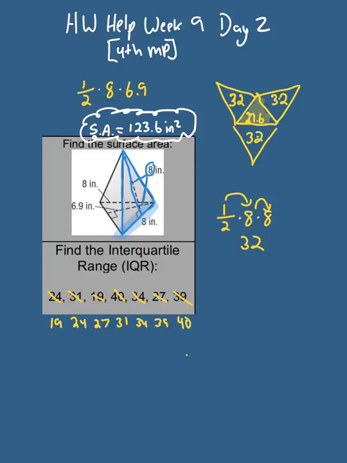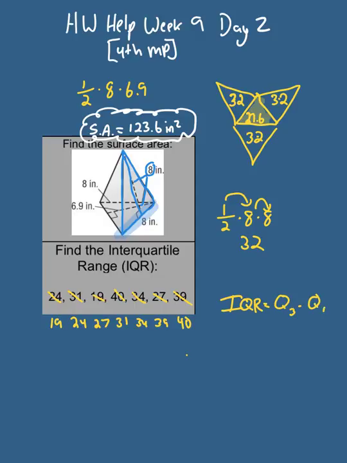Let's go down to the bottom one where it says find the interquartile range of these numbers. Now I already put them in least to greatest order to save myself some time. Now remember, interquartile range, IQR, is the third quartile minus the first quartile. So if we can just find the third and first quartile, we're golden.